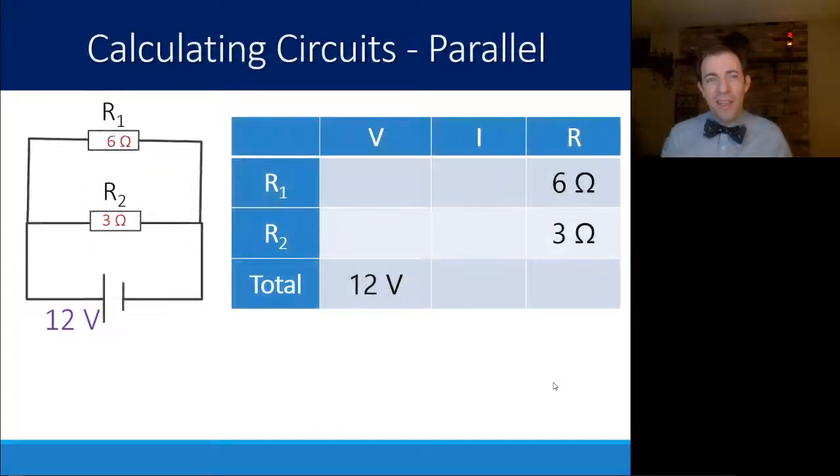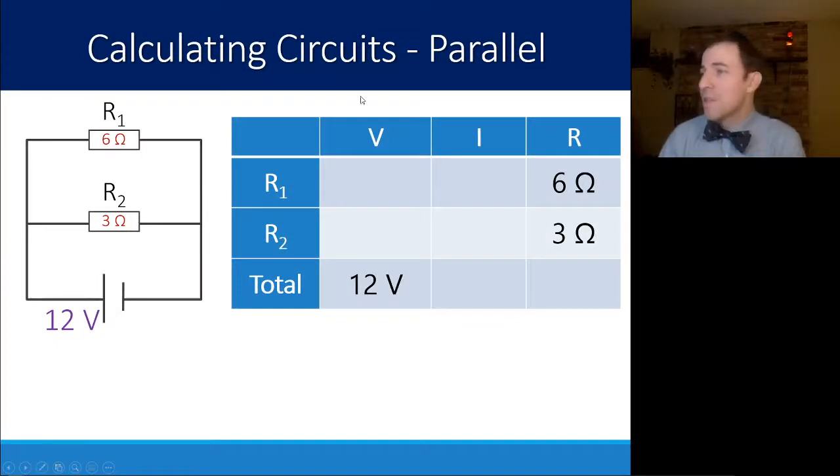If I want to solve instead for a parallel circuit, here's one with a 6 ohm and a 3 ohm resistor connected in parallel with a 12 volt battery. If I want to figure out the current coming out of this 12 volt battery, first I need to figure out what is the equivalent resistance that it's experiencing. Here it looks kind of funny, but these two are in parallel. This is the junction point here.